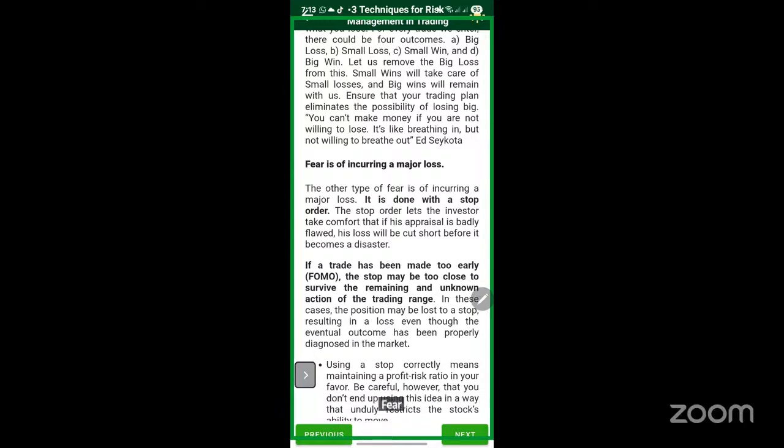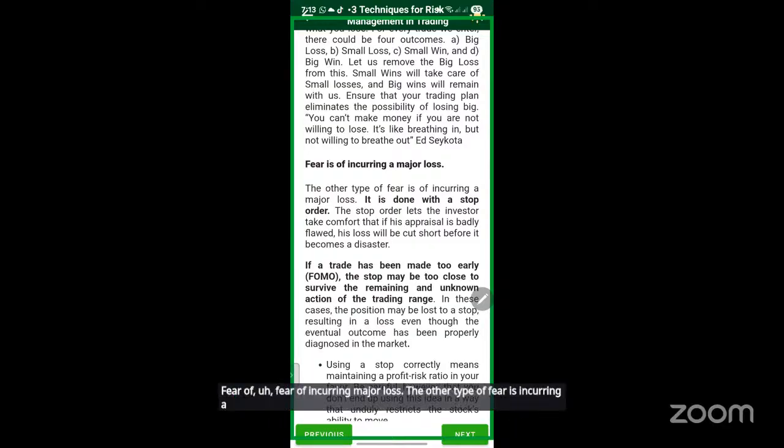Fear of incurring major loss. The other type of fear is incurring a major loss. It is dealt with by a stop order. This stop order lets the investor take comfort that if his appraisal is badly flawed, his loss will be cut short before it becomes a disaster. If a trade has been made too early, the stop may be too close to survive the remaining and unknown action of the trading range. In these cases, the position may be lost to a stop, resulting in a loss, even though the eventual outcome has been properly diagnosed in the market.